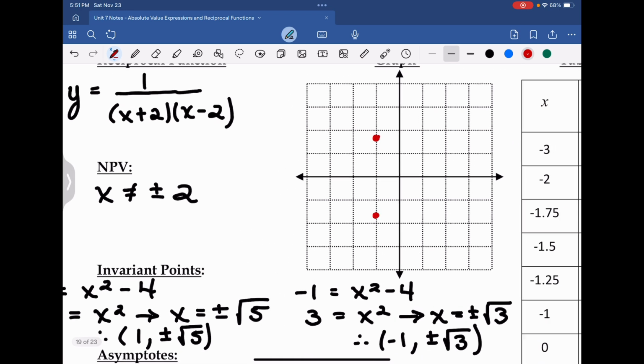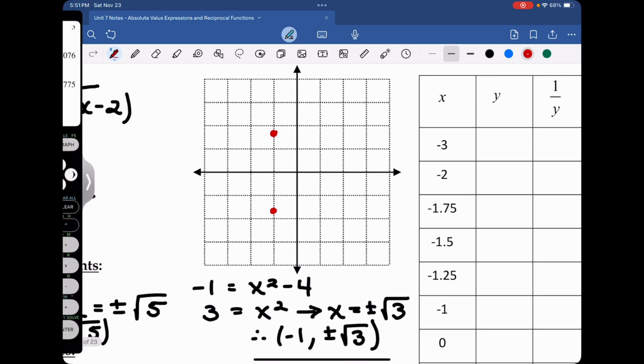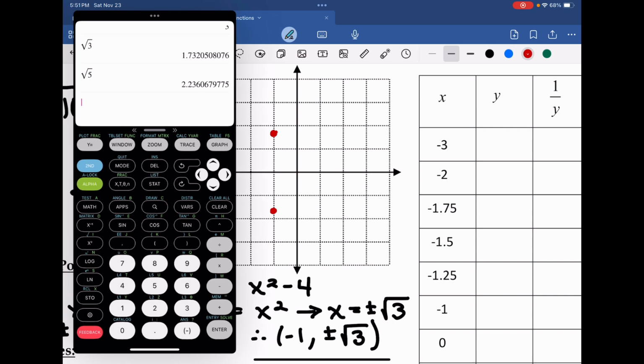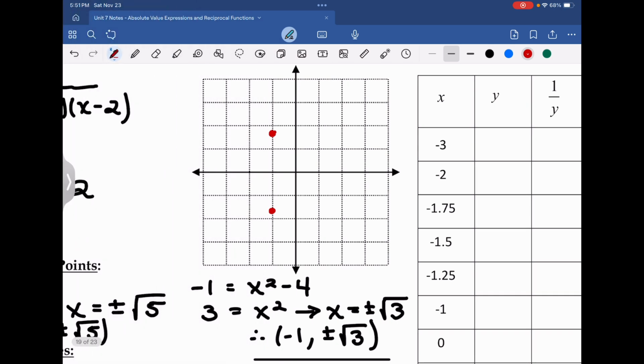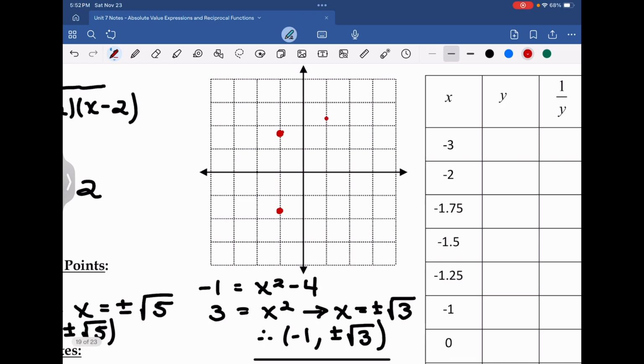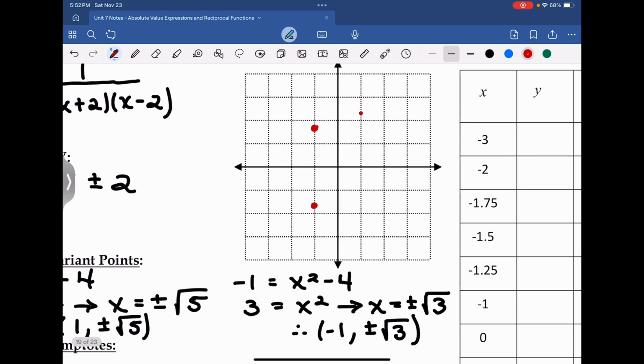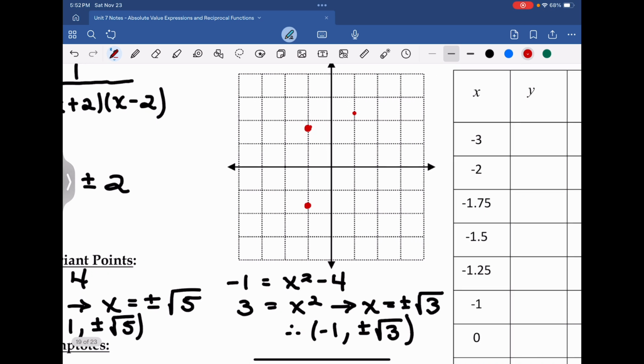Our other 2 invariant points come from the 1 plus or minus the square root of 5. So I'm going to pull this back up, and the square root of 5 is 2.23, meaning at +1, I'm going to be somewhere up around here. x equals plus or minus the square root of 5 in terms of this one here.